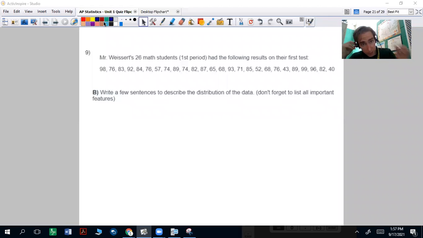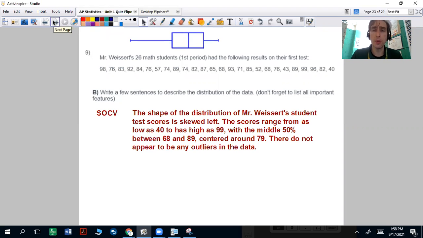All right, so now we got a question where we want to describe the data, the distribution of the data. And this is actually in a free response question, this would be the majority of your points. So we want to address the SOCV, shape, outlier, center, and variability. Here is a sample write-up that I made here, and I'll kind of annotate over a little bit. The shape of the distribution of Mr. Weissert's student test scores is skewed left. The scores range from as low as 40 to as high as 99.